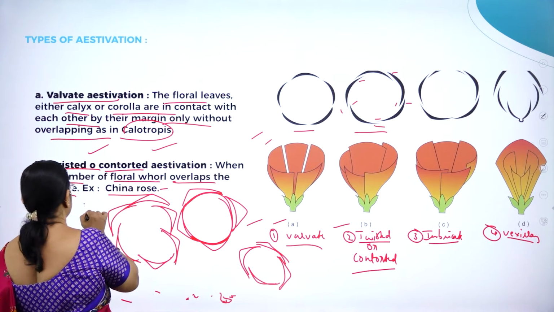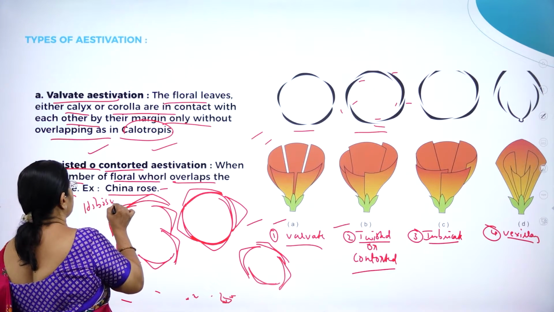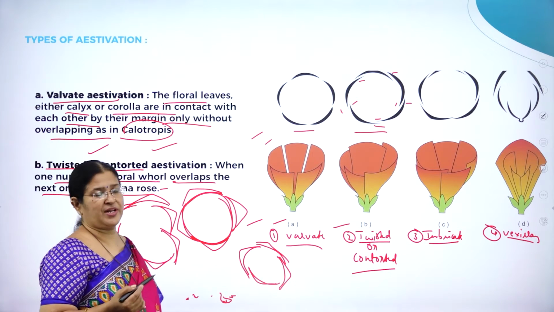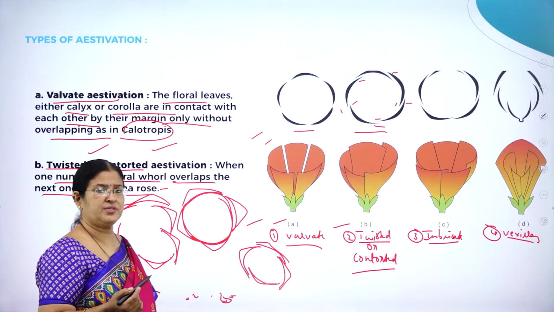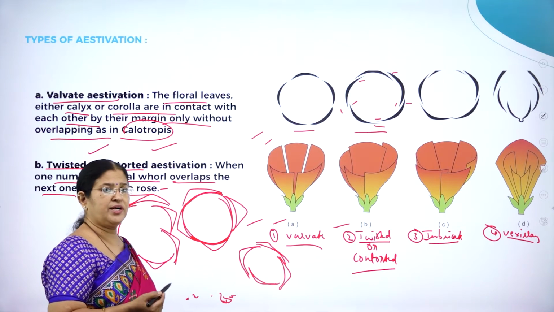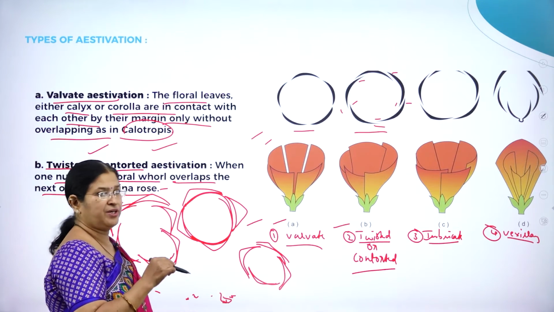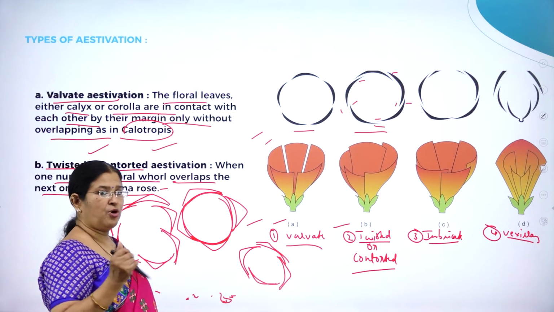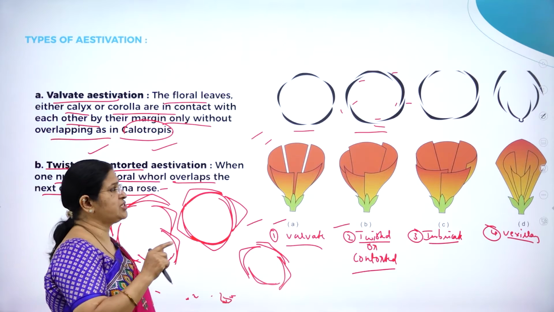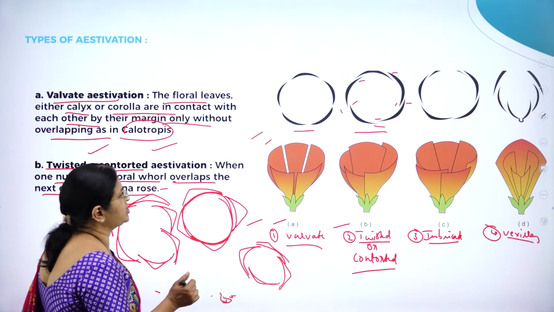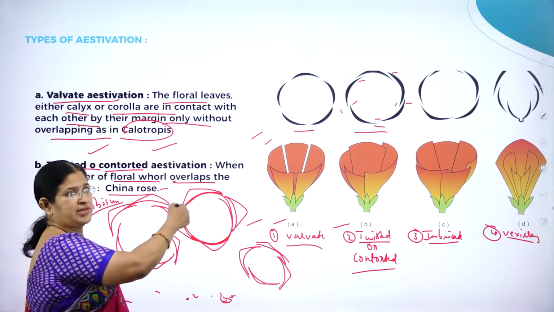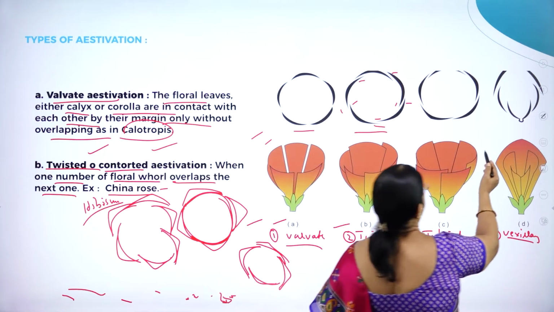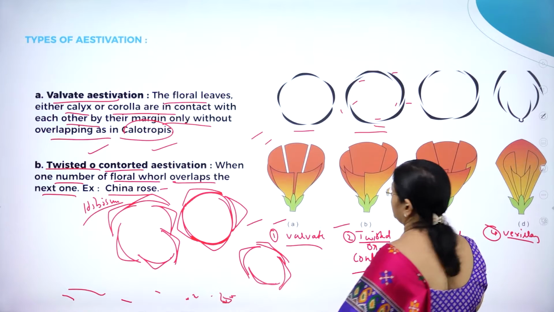China rose, that is hibiscus. You know, hibiscus is also called China rose. It's a very common flower which you come across in everyday life. You can have a look at it, then you will understand how the arrangement of the calyx and corolla is. So hope you have understood what is valvate estivation. The remaining two you can see in the next diagram.